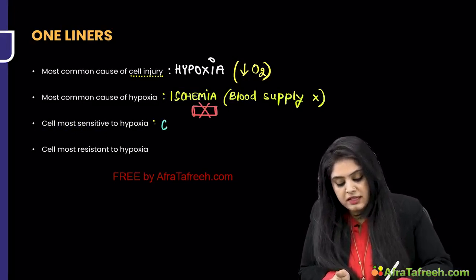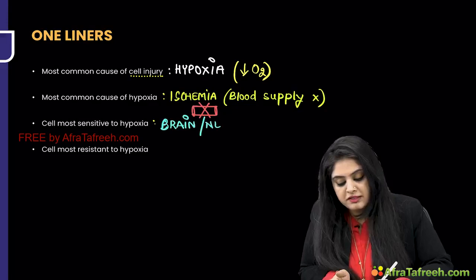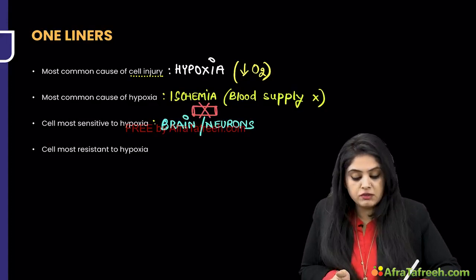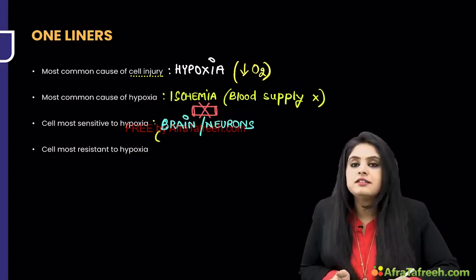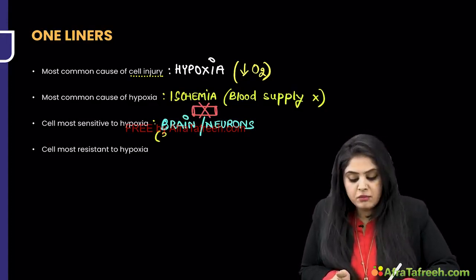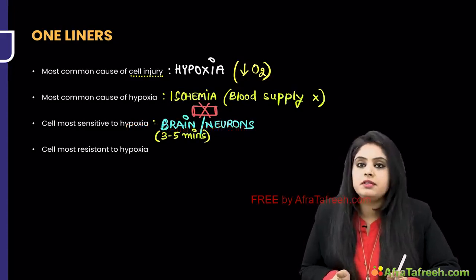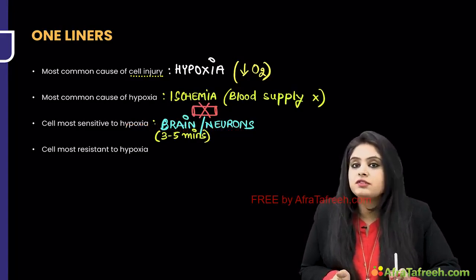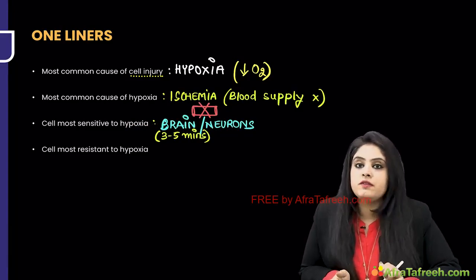You can say the CNS, the brain, or you can also call it the neurons. If you want to talk about cells, then of course the neurons. And let me tell you, there are different opinions on it. Some books mention that they can survive 2 to 4 minutes. Some books mention they can survive 3 to 5 minutes. But yeah, that's the upper limit. If this much of minutes of hypoxia occurs, the neurons are going to give away.